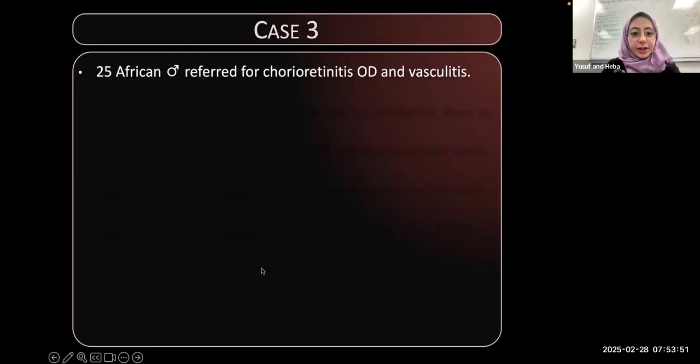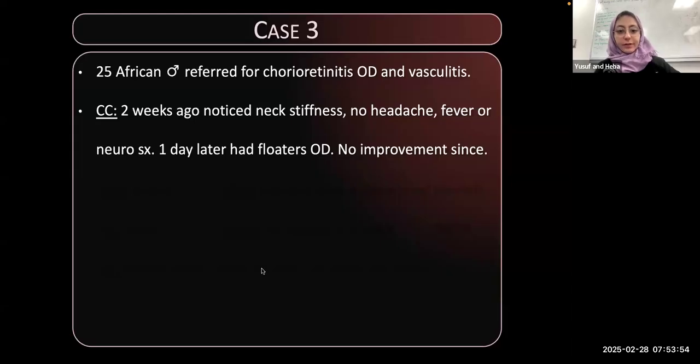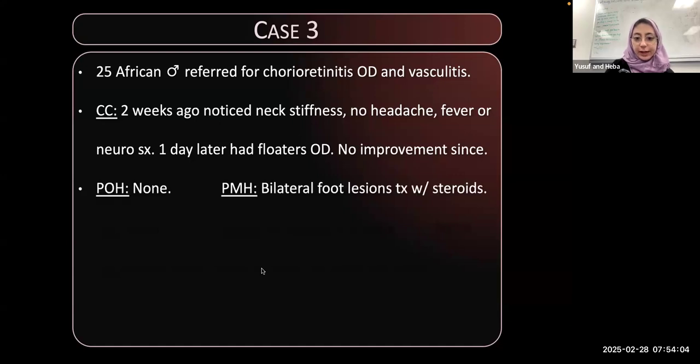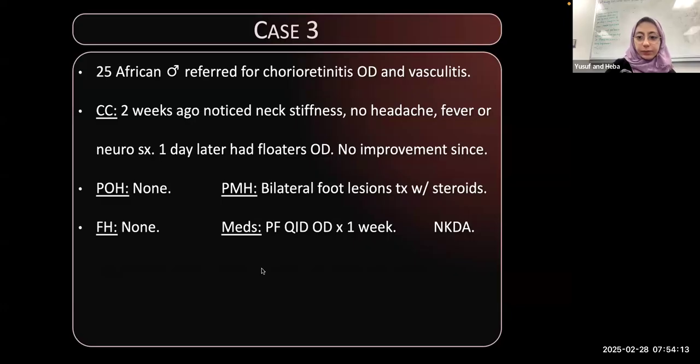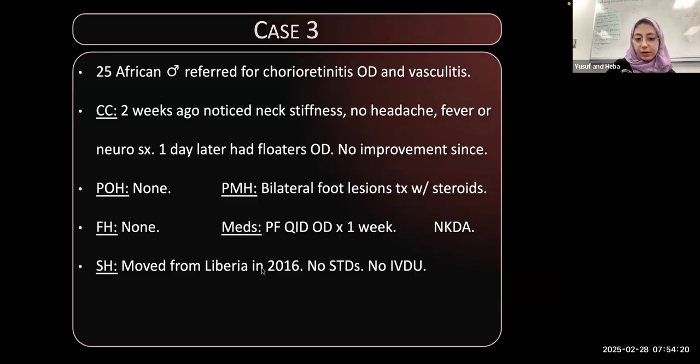Okay, so for the third case, we have a 25-year-old African male. He was referred for chorioretinitis in the right eye and some vasculitis also. He had 2 weeks of neck stiffness and some floaters in the right eye, and that's pretty much all he had. His past medical history, he had some bilateral foot lesions, and at that point he was started on Predfort QID for the uveitis. For social history, he moved from Liberia in 2016.